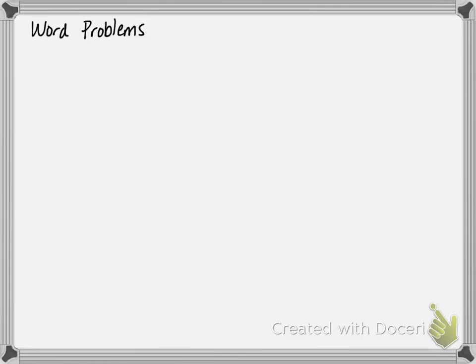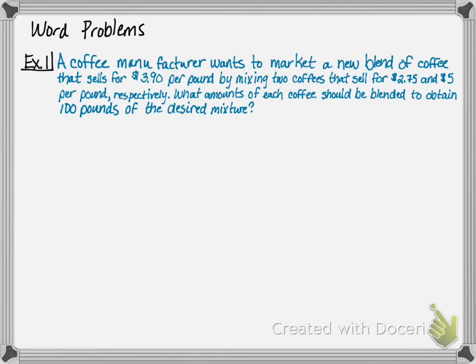Let's look at a few different types of examples of word problems. For example, a coffee manufacturer wants to market a new blend of coffee that sells for $3.90 per pound by mixing two coffees together that sell for $2.75 and $5 per pound respectively. What amounts of each coffee should be blended to obtain 100 pounds of the desired mixture?